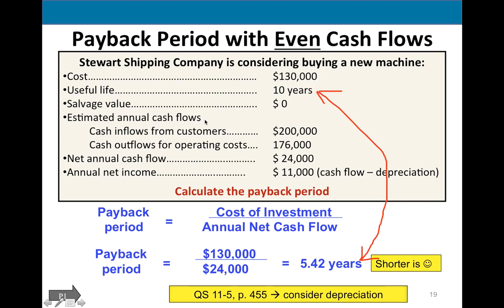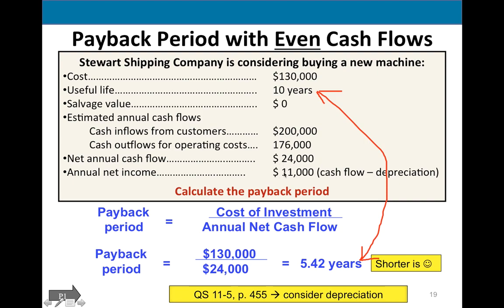And here we estimate that cash inflows from customers will be $200,000. And then we also look here at the cash outflows for operating costs is $176,000. So the difference is $24,000, right? So to operate this machinery, we have to spend $176K per year, but we're gonna have more sales, and so that's an additional $200,000. So the positive inflow is the difference, which is $24,000.